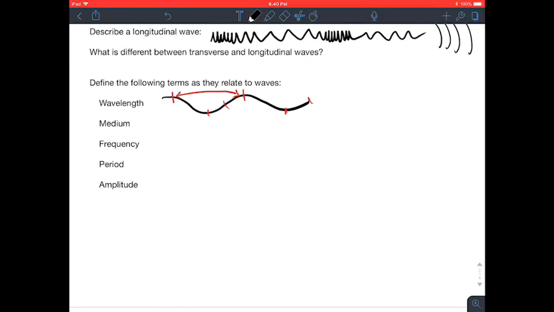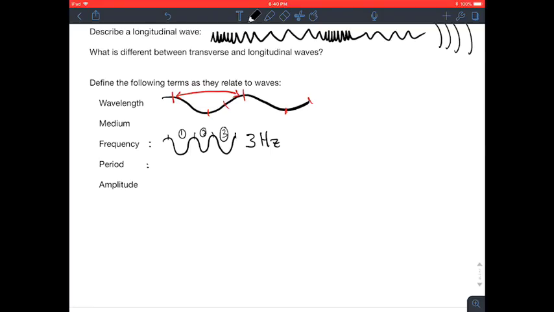Okay, frequency is the cycles per second. So how many times it goes up and down in 1 second. And so if this was 1 second, this would go through 1, 2, 3 cycles per 1 second, or a hertz, or that would be 3 hertz.